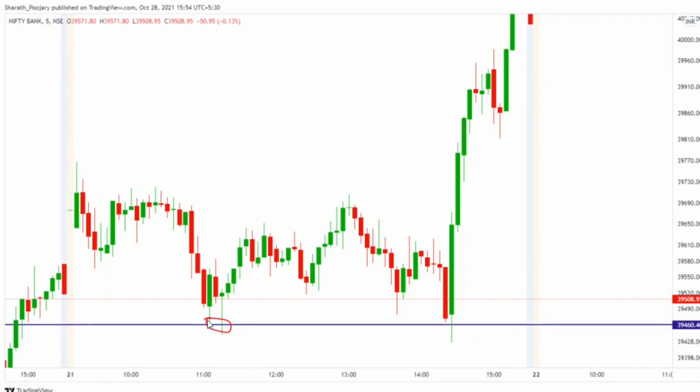Once I see this demand level, once I see a sharp upward movement after a downfall, I just mark this level for further candles. Whenever price comes to that level, I will observe the price action at this point and I will enter according to the price action. Either price might reverse from here or it will break this level, since it is a buyer's important level.